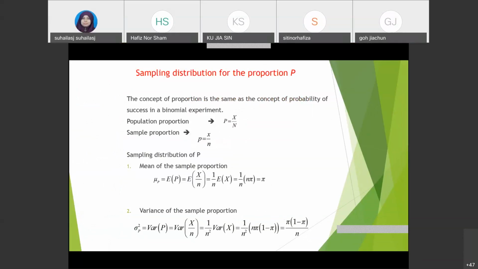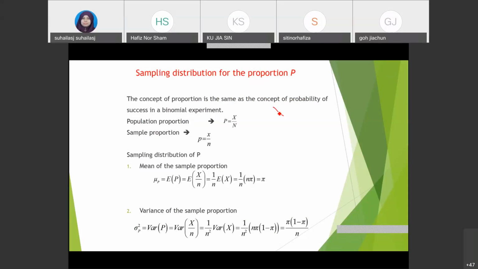Again, for the population proportion we use capital P. We want to get the sampling distribution for the proportion P. The concept of proportion is the same as the concept of probability of success in a binomial experiment. If you remember the binomial experiment, we go back to X, not X bar anymore.